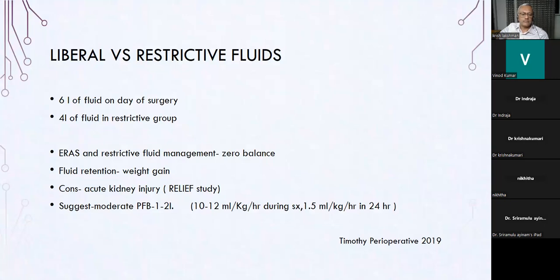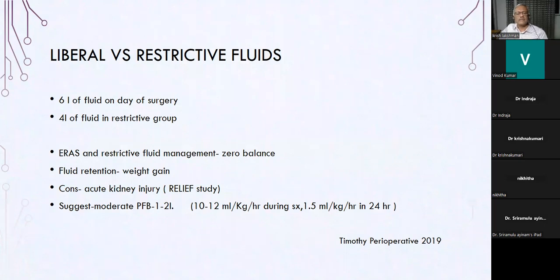Fluid retention is basically calculated by weight gain. The disadvantage of restrictive fluid is that acute kidney injury is reported in many cases where restrictive fluid is used. Sorry, sir. Liberal approach is accepted. Yeah, but bear in mind that on average, for a 60 kg adult, about a liter per hour is the IV fluid requirement during surgery. That is the amount of volume that you need.